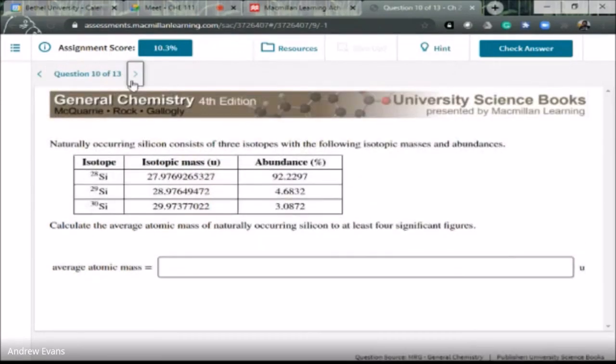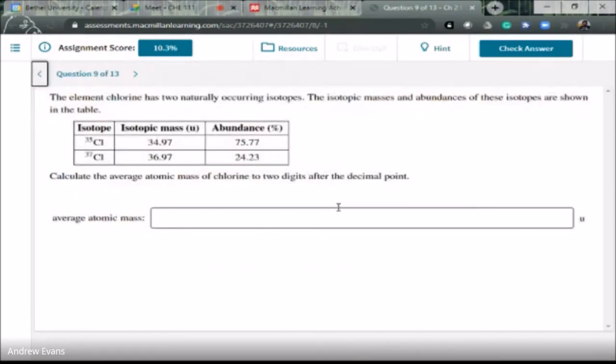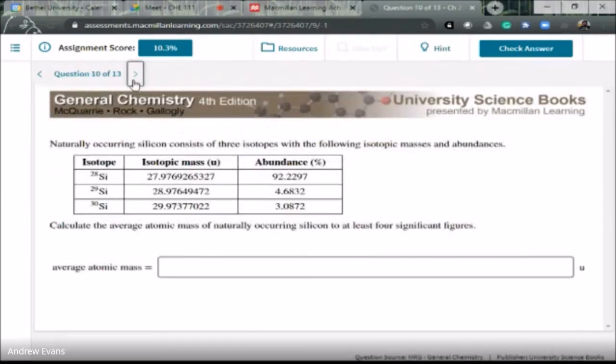It's not supposed to be super hard, and notice this one says to at least 4 significant digits. So if your number is, say, 28, you're going to have 28 and 2 decimal points after that, because that would be 1, 2, 3, 4. And this one says 2 digits after the decimal point. 35.45 might actually be good enough. But that is what we got.